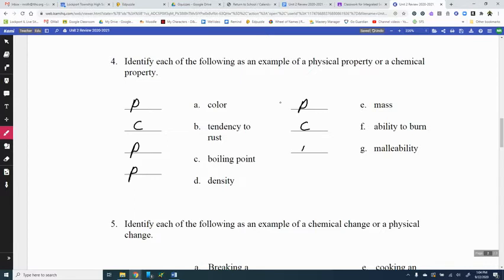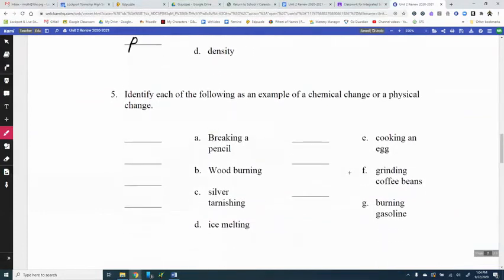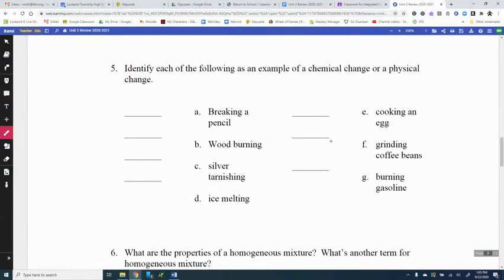Malleability is a physical property. If you don't know what malleability is, the official definition is ability to be pounded into a sheet. A little bit more layman's terms is ability to be molded into a shape. So like Play-Doh has a very high malleability. All right, so these are chemical or physical changes.